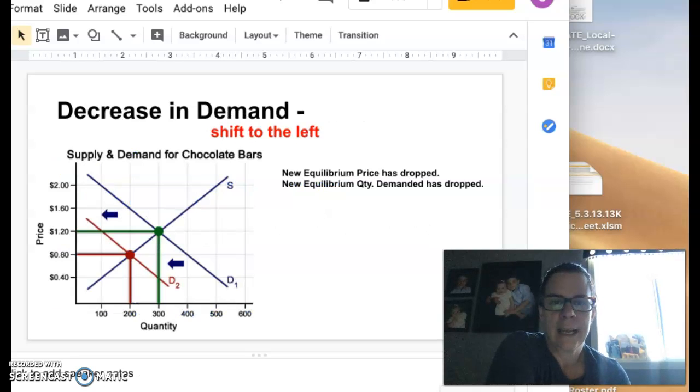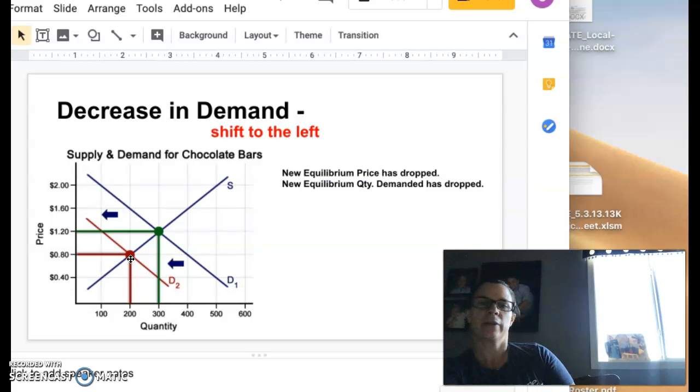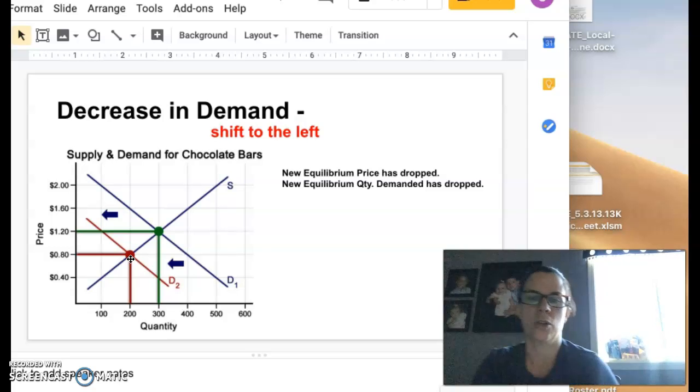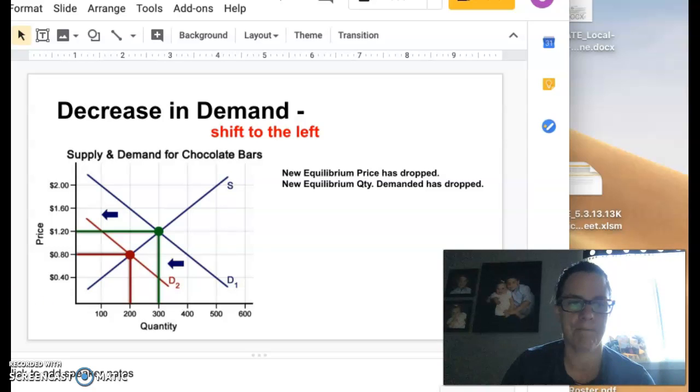All right, let's take a look at a decrease in demand first. A decrease in demand is represented by a shift to the left on the graph. So notice here we've got D1 to D2. So the blue line is where demand started, but because of something that occurred in the marketplace, like maybe a pandemic, we see a shift to the left, a significant decrease in demand where the entire curve shifts. So what happens is the equilibrium price goes from 180 down to 120. So the new equilibrium price has dropped as well as the new equilibrium quantity demanded.